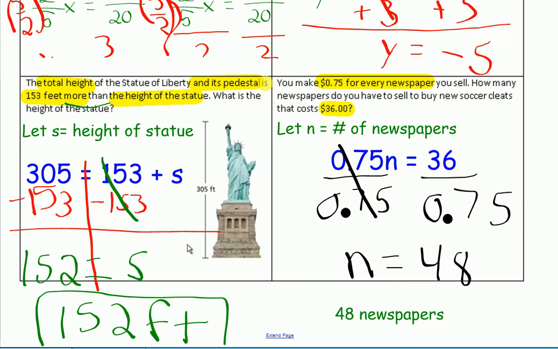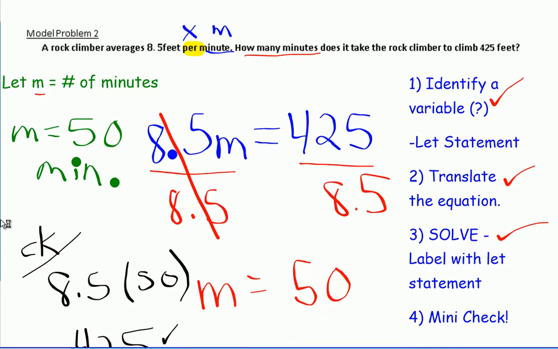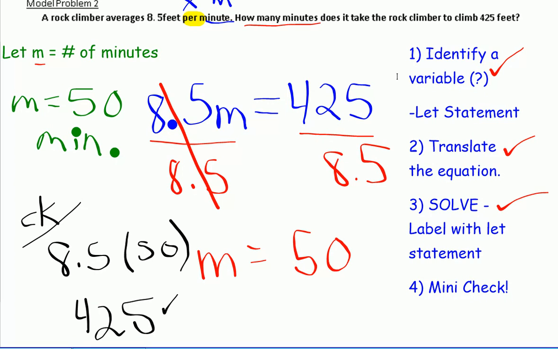newspapers. So again, just to summarize our lesson for today, going back to the first equations, make sure you're using inverse operations, you're working neatly, you're using a calculator, you're focused on the variable and isolating it. I think the most important lesson for today is: is there a variable? If not, you're going to have to write a let statement. And then again, taking a lot of care and time to translate. These are not easy questions to translate. You have to take your time and read carefully and reread it again and again. And then make sure you're double checking and you're looking at your equation as you read it one more time before you start solving and checking.